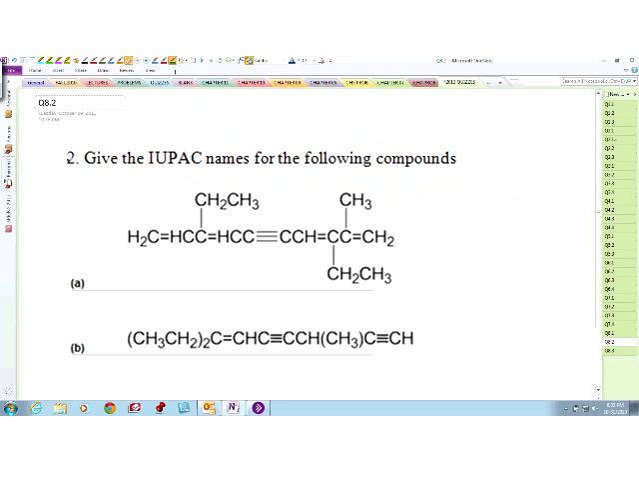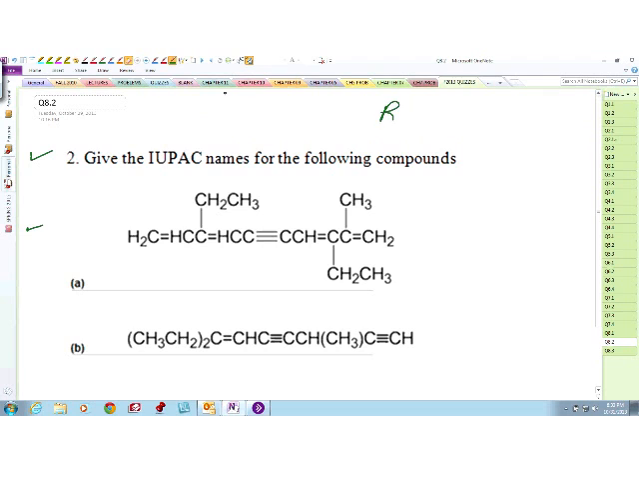Robert, can you read it for us? Thank you. So here we have to give the IUPAC names for the following compounds. Let us start with A. If we take a look at compound A, this one here, what is the longest carbon chain that will be the base name for this molecule? The longest carbon chain. Anybody has an idea? 10?